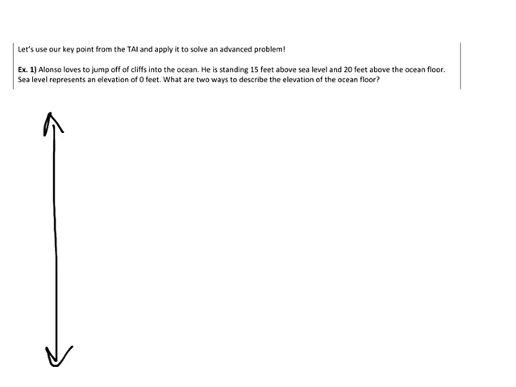So what we already know is that Alonzo is standing 15 feet above sea level and 20 feet above the ocean floor. We know that sea level represents an elevation of 0 feet. So let's put 0 in the middle of our number line, and let's write right next to it, sea level. Okay. So we know that he is 15 feet above sea level and 20 feet above the ocean floor.